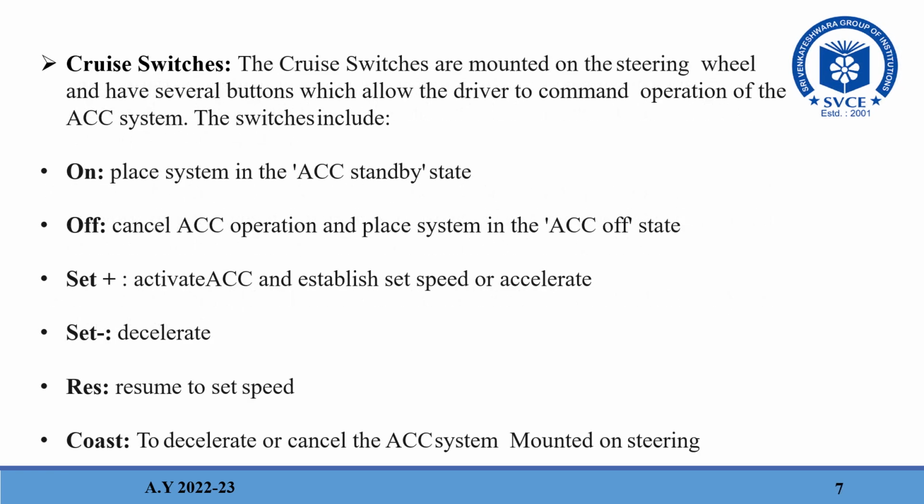Cruise switches. The cruise switches are mounted on the steering wheel and have several buttons which allow the driver to command operation of the ACC system. The switches include the on button, which is used to place the system in the ACC standby state, and then the off button. It is used to cancel ACC operation and place the system in the ACC off state, and then the set plus button. It activates ACC and establishes the set speed or accelerates. Set minus button. It is used to decelerate the speed, and then the resume button. It is used to resume the speed, and then the coast button. It is used to decelerate or cancel the ACC system.